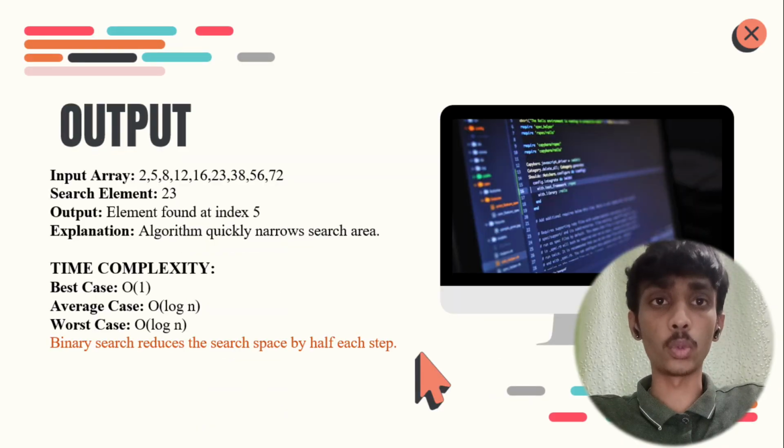So let's see the output of the program. Here we have taken an input array, and our search element is 23, and 23 is present at index number 5. So the algorithm quickly narrows the area. What is the mid value? The mid value is 16, and it will move to the right side. So 23 is our search element.